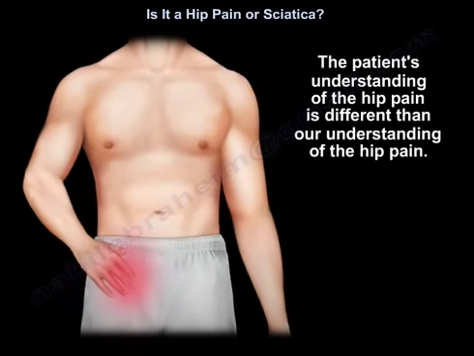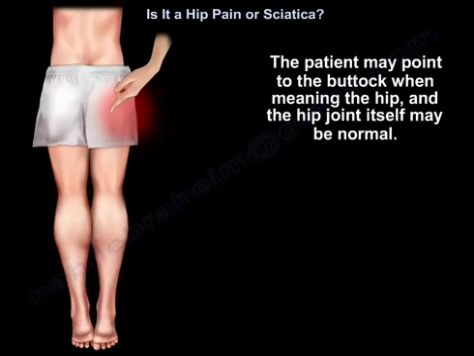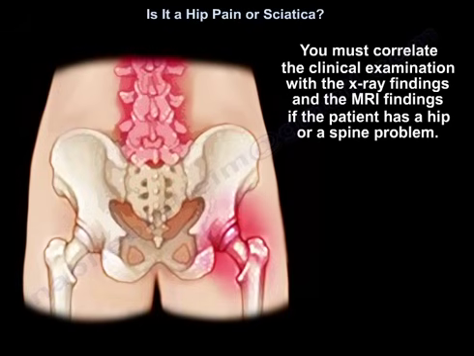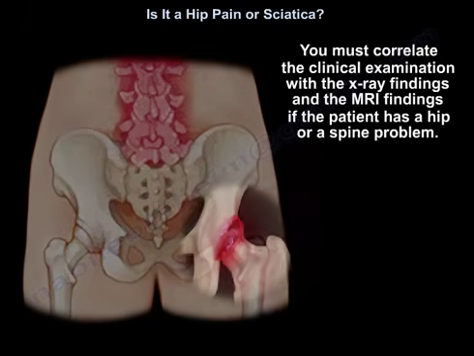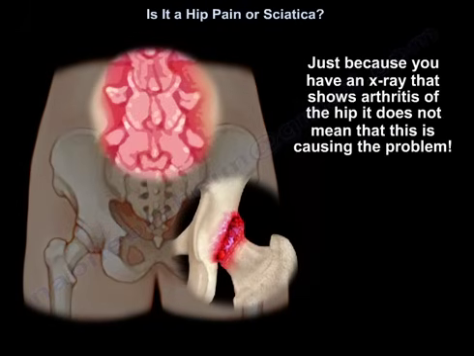The patient's understanding of the hip pain is different than our understanding of the hip pain. The patient may point to the buttock when meaning the hip, and the hip joint itself may be normal. You must correlate the clinical examination with the X-ray findings and the MRI findings if the patient has a hip or a spine problem. Just because you have an X-ray that shows arthritis of the hip, it doesn't mean it is causing the problem.